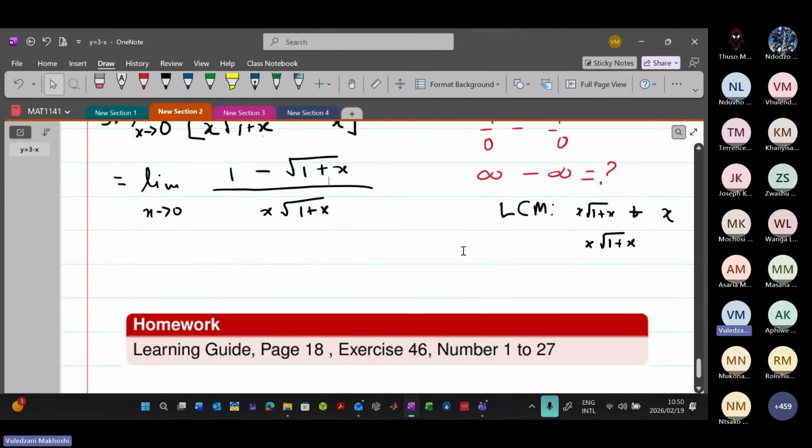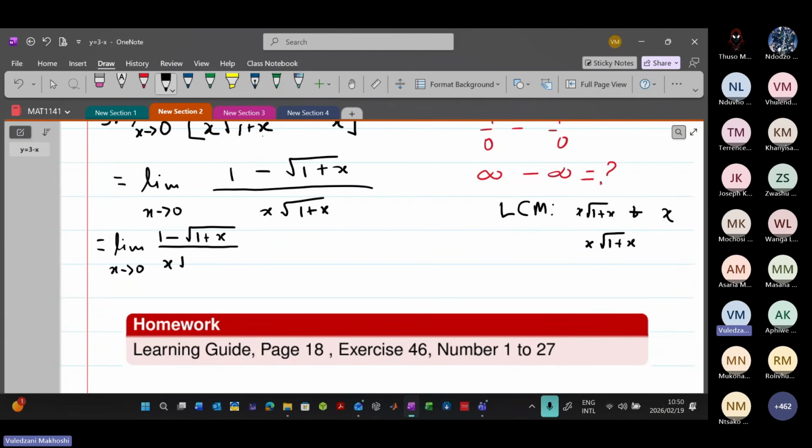And once we do that, we note that we still have 0 over 0. It's still giving us 0 over 0. So let us rationalize, or multiply by 1: 1 minus square root of 1 plus x divided by x square root of 1 plus x, multiplied by 1 plus square root of 1 plus x, divided by 1 plus square root of 1 plus x.